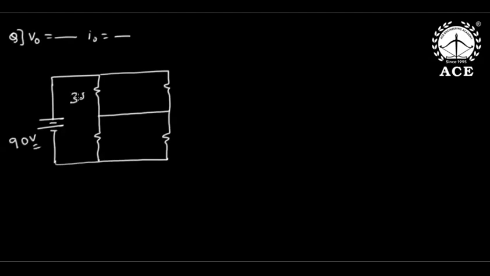90 volts, 3 ohms, 6 ohms, 2 ohms, 2 ohms. I need this V0, and I need this I0. Okay, I need V0 and I need I0.